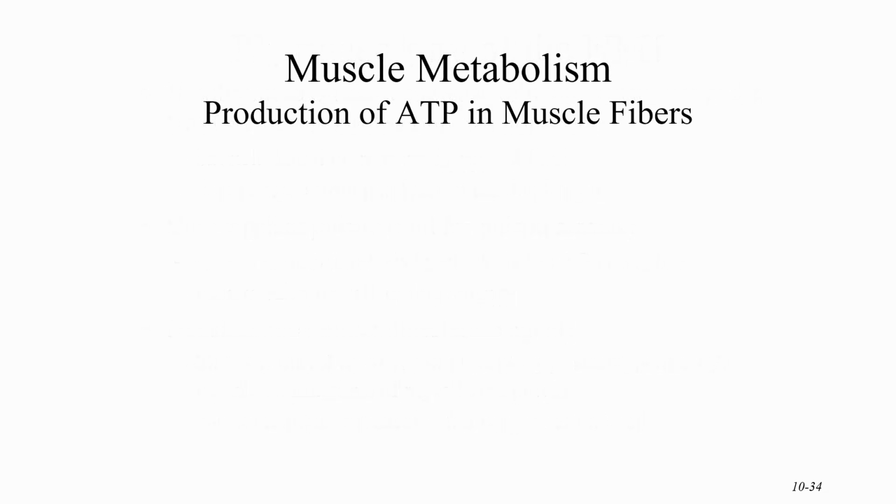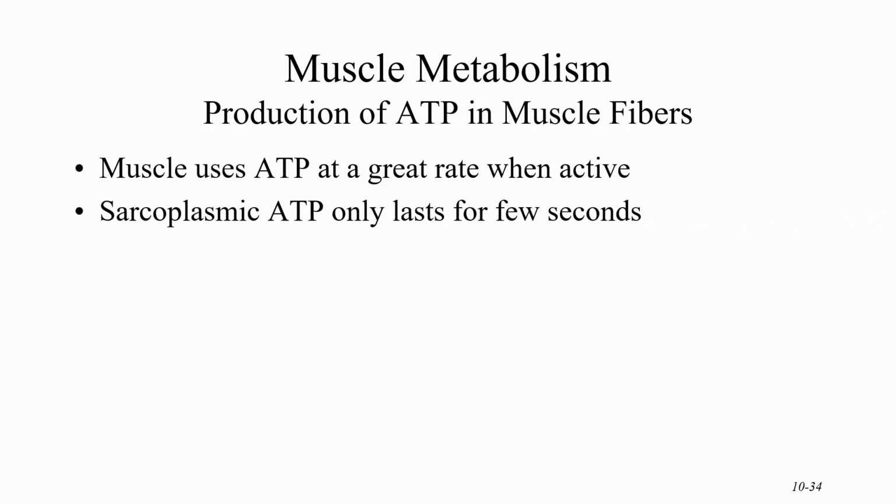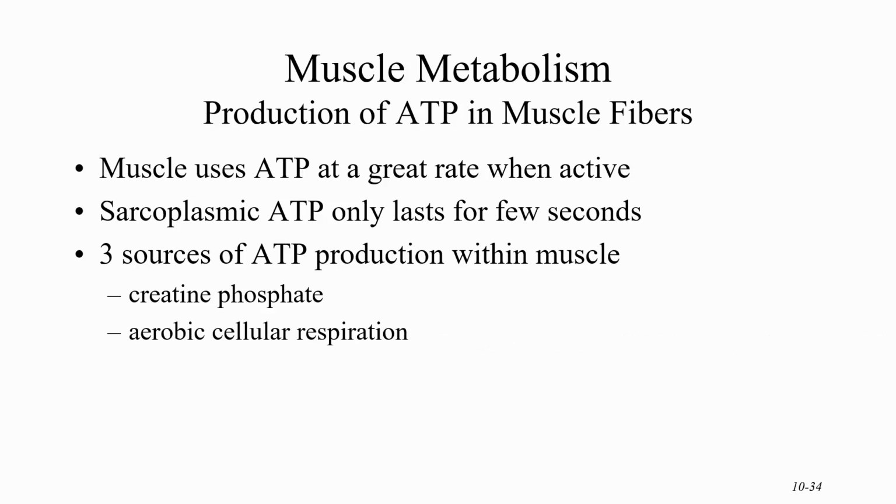Now looking at muscle metabolism and production of ATP in the muscles. Muscles use ATP at a great rate when active. Sarcoplasmic ATP only lasts for a few seconds. Now there are 3 sources of ATP production within muscles. First one is creatine phosphate. Next one is aerobic cellular respiration. And then finally we have anaerobic cellular respiration.